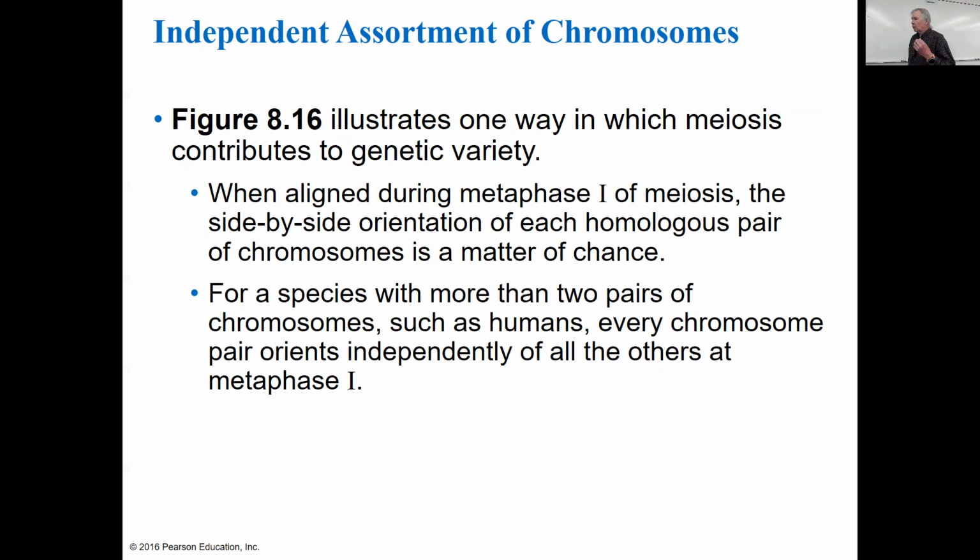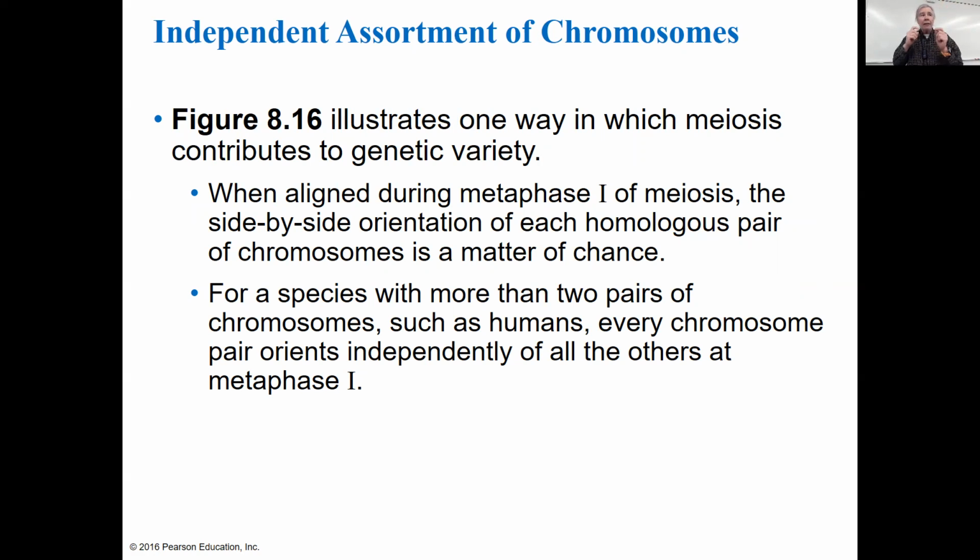Figure 8.16 illustrates one way in which meiosis contributes to genetic variability. When aligned during metaphase 1 of meiosis, the side-by-side orientation of each homologous pair of chromosomes is a matter of chance. Well, what does that mean? Well, in metaphase 1, homologous pairs of twins are going to line up. They find each other in prophase 1, they line up in the middle of the cell in metaphase 1.